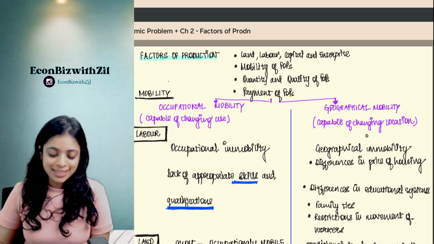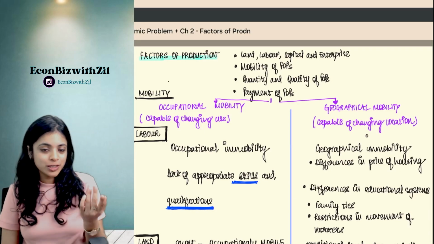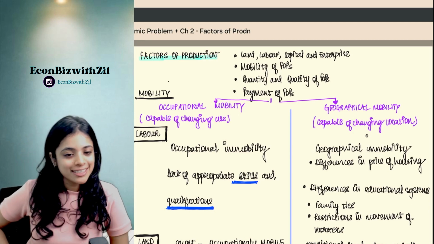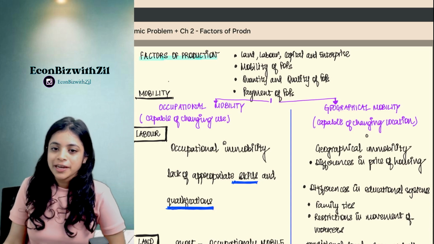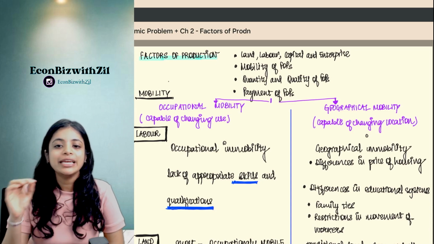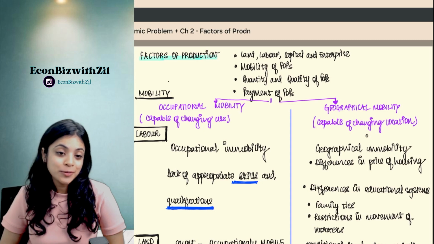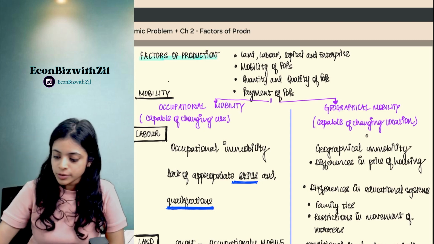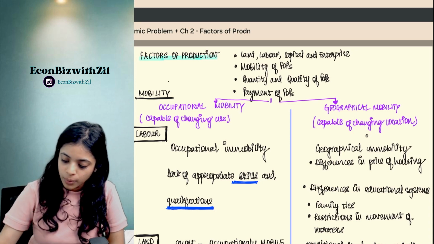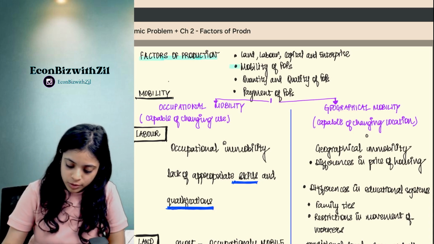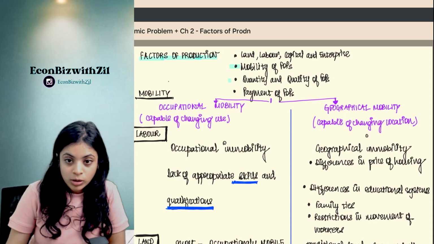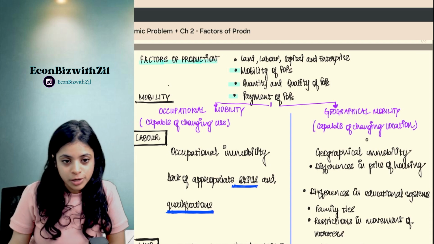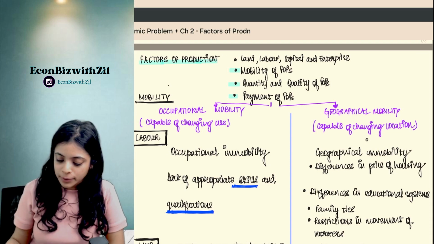Okay, after understanding the economic problem, which is your chapter one, let's understand factors of production much more in detail. We have four factors of production, namely land, labor, capital, and enterprise. In this chapter, we're going to understand the mobility of factors of production, the quantity and quality of factors of production, and what the payments of factors of production are. So this is the flow of the chapter.